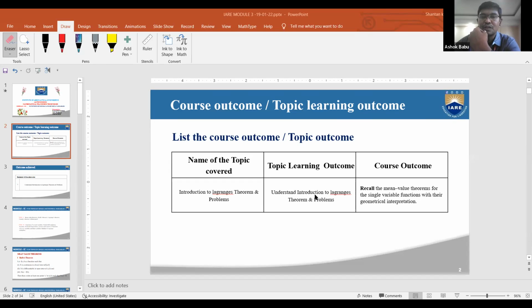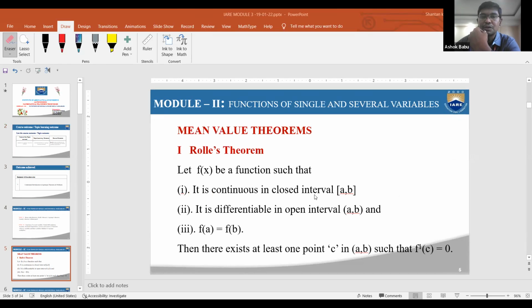Now I am going to discuss once again Rolle's theorem. Just recall Rolle's theorem: let f of x be a function such that it is continuous in the closed interval a comma b, second, it is differentiable in the open interval a comma b, and third, f of a is equal to f of b. Then there exists at least one point c in a comma b such that f dash of c is equal to 0.